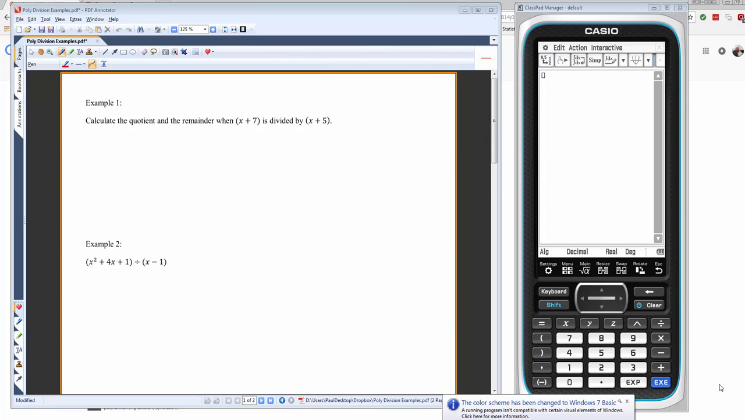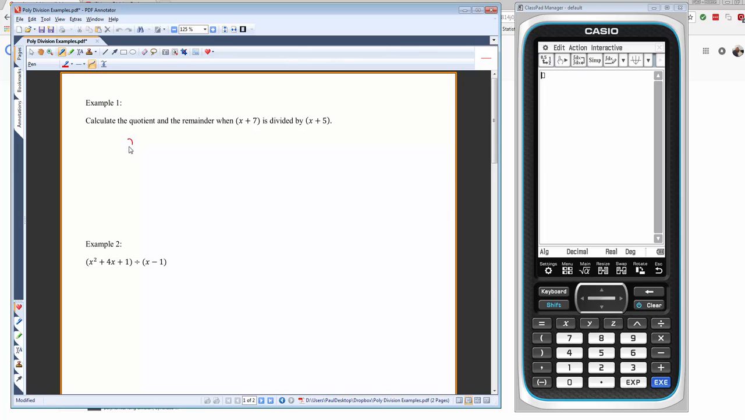In this video I'll run you through 4 more examples of long division, and hopefully you continue to develop your skills at this really important technique. Alright, so what we want to do for this first example here is calculate the quotient and remainder when x plus 7 is divided by x plus 5, and it's the classic skill that you require in Year 12. Long division is really good for working on this problem.